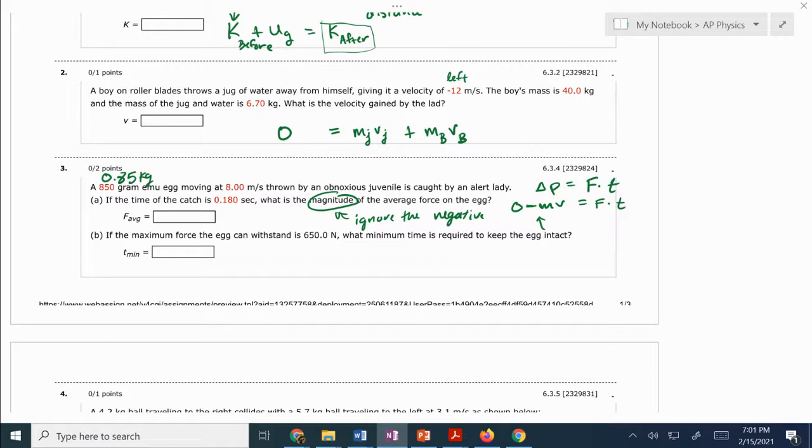So basically, then repeat this. Just use that as your force. Solve for t. You're going to have the same delta p as above in part A, because the emu egg is going to undergo the same change in momentum. It's still going to go from 8 meters per second to 0 meters per second, but now that force just has to be different.